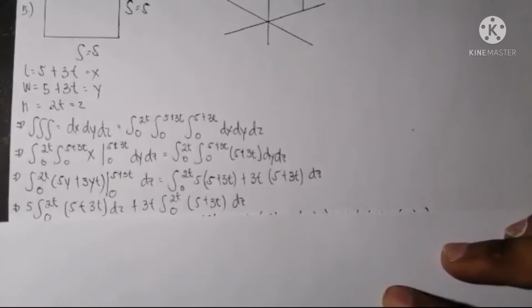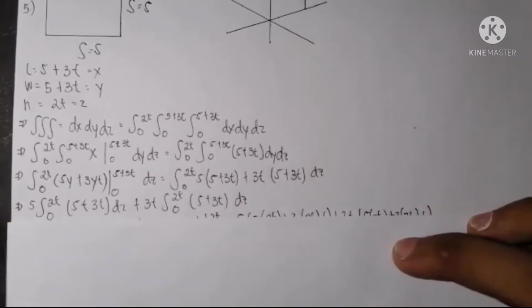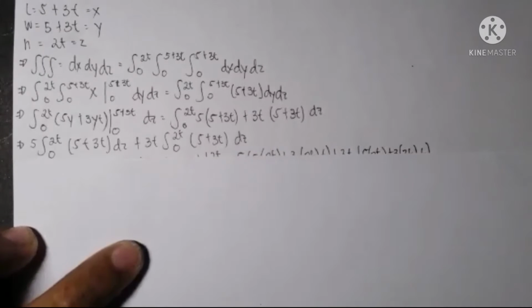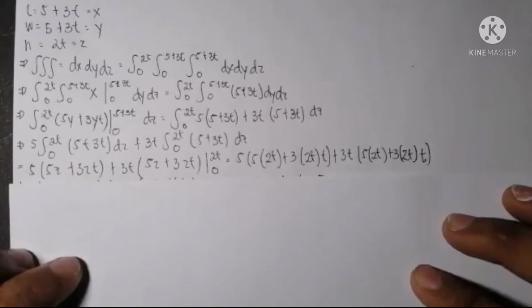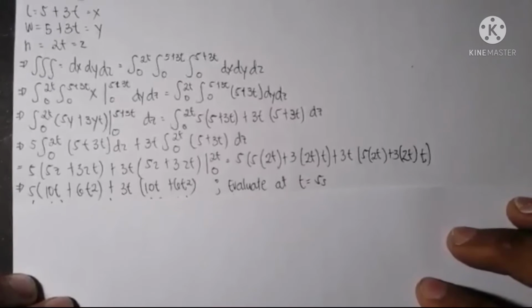So, we take out the 5. It becomes 5 integral of 0 to 2t times 5 plus 3t dz plus 3t integral of 0 to 2t 5 plus 3t dz. 5 times 5z plus 3zt plus 3t times 5z plus 3zt from 0 to 2t is equal to 5 times 5 times 2t plus 3 times 2t times t plus 3t times 5 times 2t plus 3 times 2t times t. So 5 times 10t plus 6t squared plus 3t times 10t plus 6t squared.